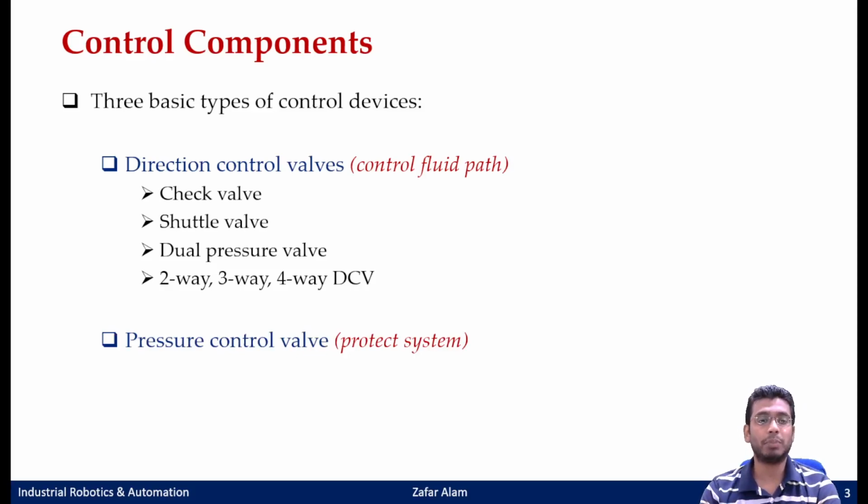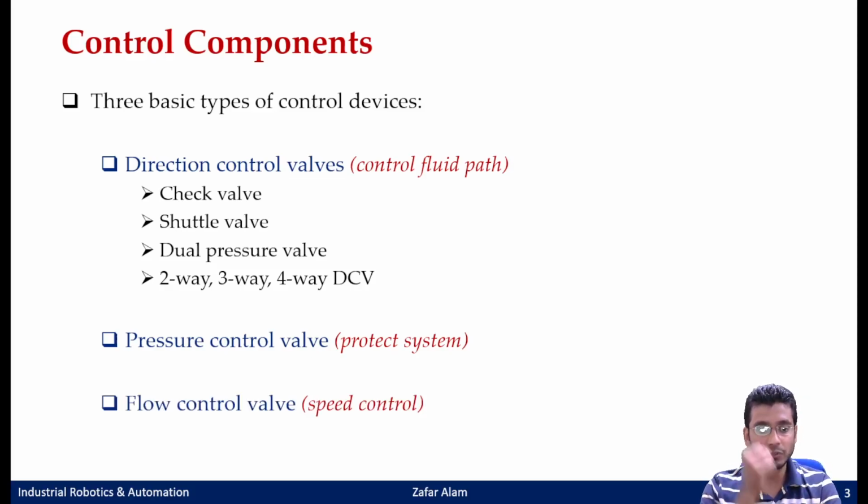Second is your pressure control valve, which protects the system. We'll be discussing this topic in more detail when we start the hydraulic circuit design in the next class. And then finally you have your flow control valves, which control the speed of your actuators by controlling the volume flow rate of the fluid entering your actuators, be it your linear actuators or your rotary actuators.